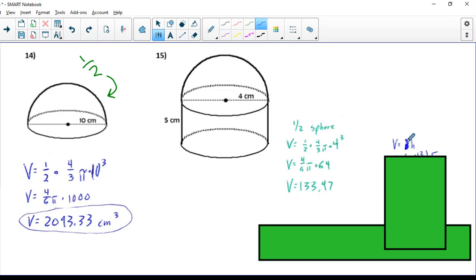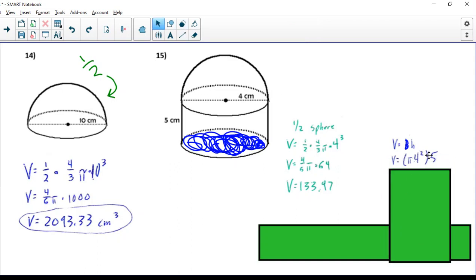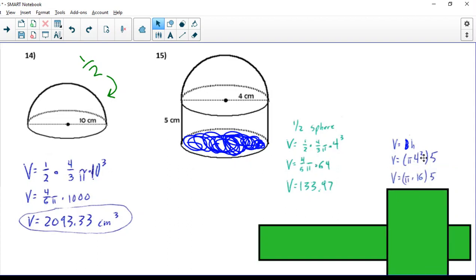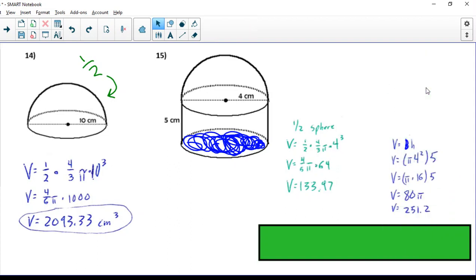Base with a capital B, which means find the area of this base of the cylinder, base of the prism. So this is going to be pi r squared to get that circle. So pi times 4 squared, and then the height was 5. Let's go ahead and multiply these together. 4 squared was 16. 16 times 5 is 80. And then 80 times pi, that gave me 251.2.